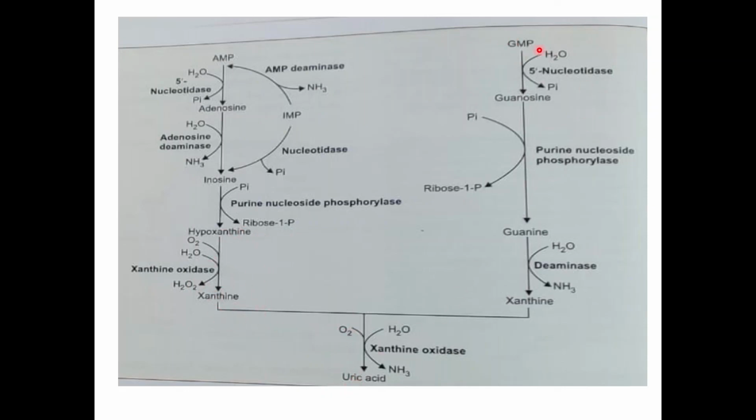In the same way, GMP, nucleotidase hydrolyzes the nucleotide to guanosine, that is nucleoside, and purine nucleoside phosphorylase converts it into the purine base. Then guanine to xanthine by deaminase. Deamination takes place, xanthine is formed, and in presence of the enzyme xanthine oxidase, xanthine is converted to uric acid. So uric acid is the final end product of this pathway.